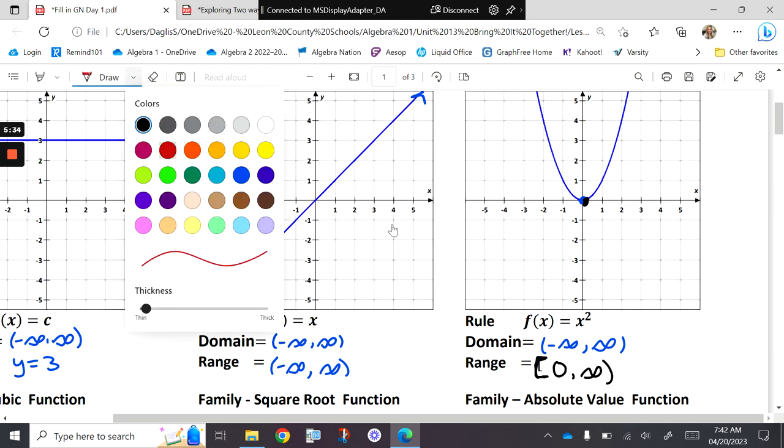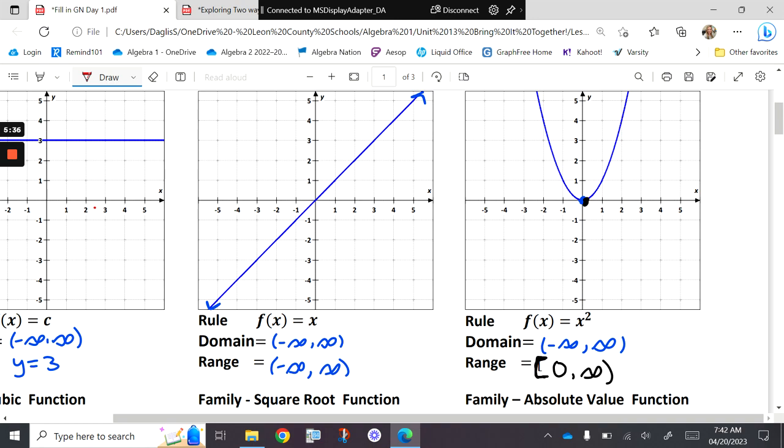Any questions about those top 3? They should be pretty familiar. I'm hoping this is familiar territory with you guys. Okay, good.